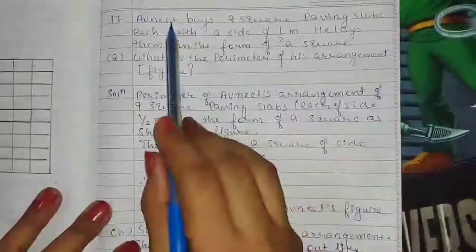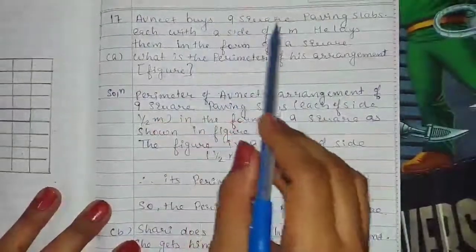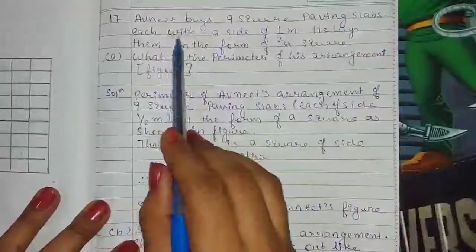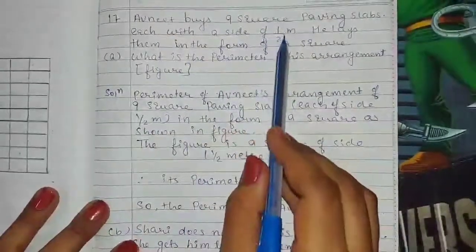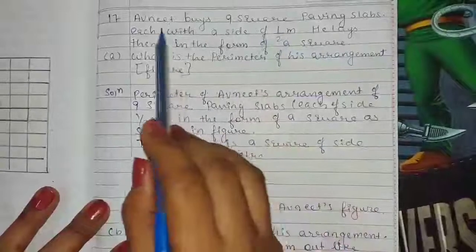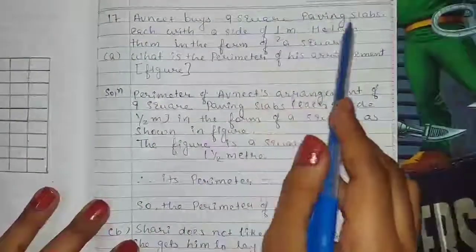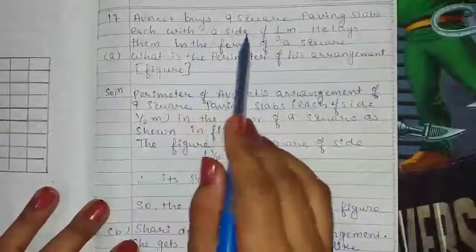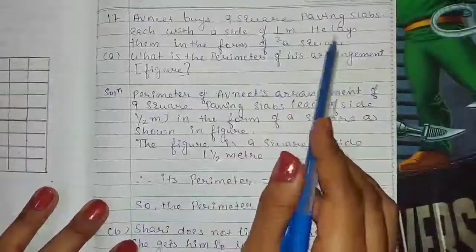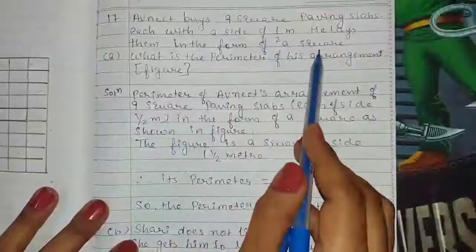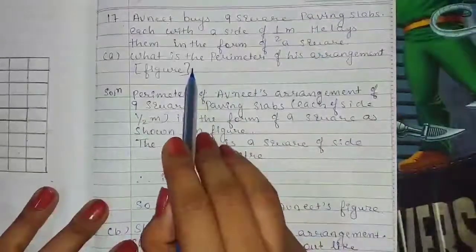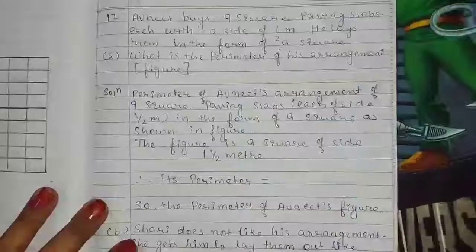Question number 17. Avneet buys 9 square paving slabs, each with a side of 1/2 meter. He lays them in the form of a square. Let us give answers for the following questions.